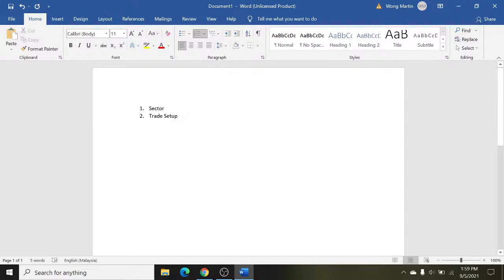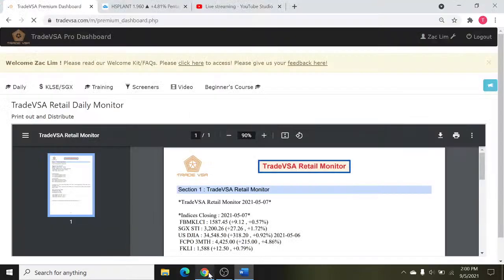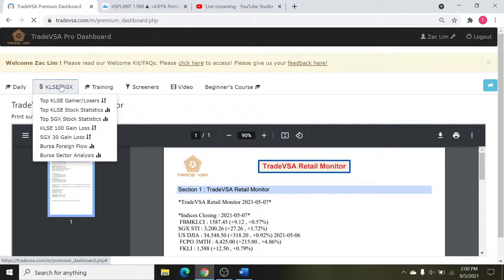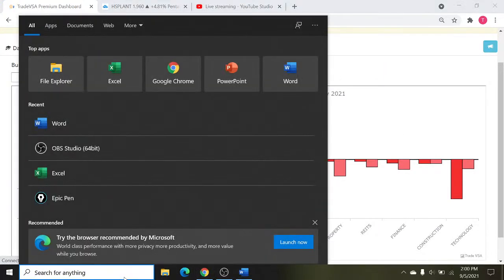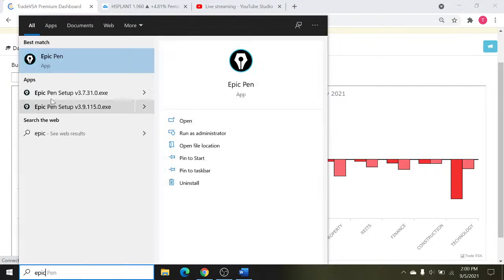Let me take a very quick look over here. Most of the time I go to my Trade Ratio Pro dashboard and go to sector analysis. For members, you can use these screeners and this dashboard too. Let me bring up my pens.